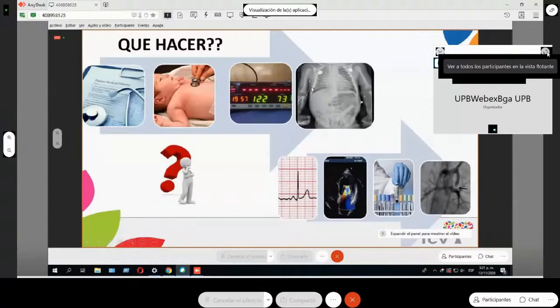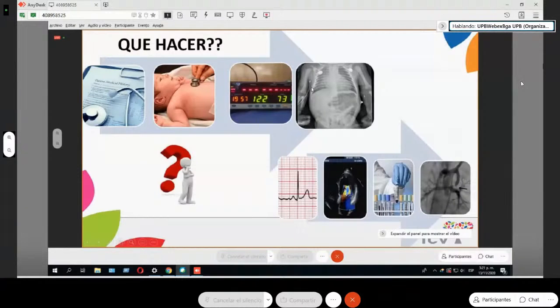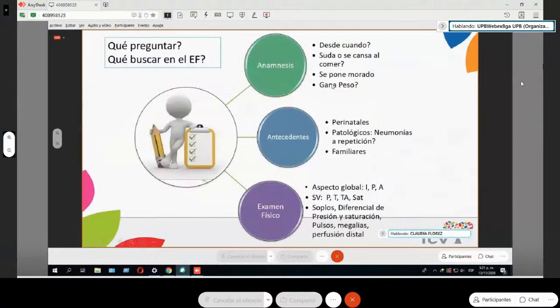There are other tests such as the EKG or an echocardiogram, which can define in a more accurate manner what the cardiopathy is. Blood tests or more specialized exams such as echocardiography or MRI.